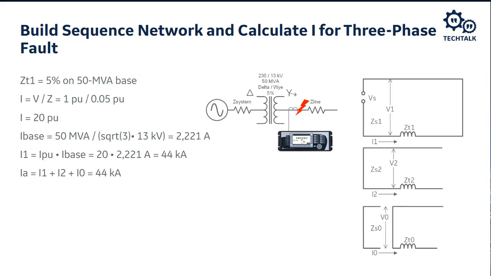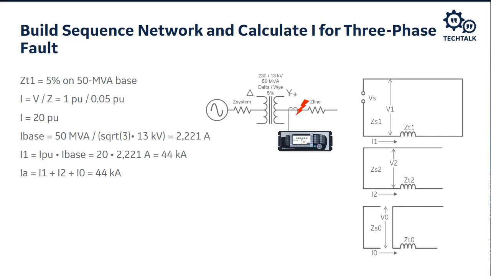So I'm going to multiply that 20 per unit times that 2,221 amps, and my positive sequence current is 44 kA. Now, I want to convert that to phase quantities. Phase quantities are going to be equal to the summation of the positive, the negative, and zero sequence quantities. Negative and zero sequence quantities are 0, so IA is equal to 44 kA.